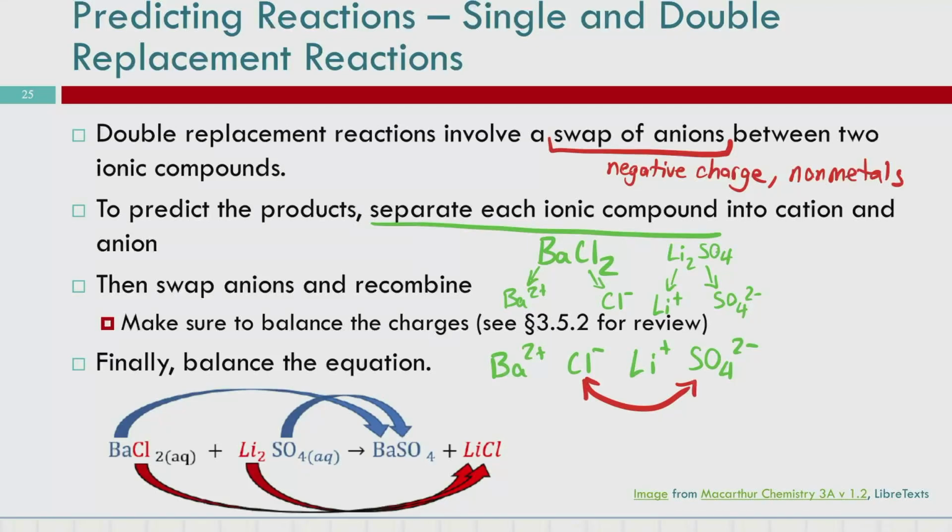So that means that our new pairs will be barium 2+ and its new partner, SO4 2-. And lithium is now paired with chloride.